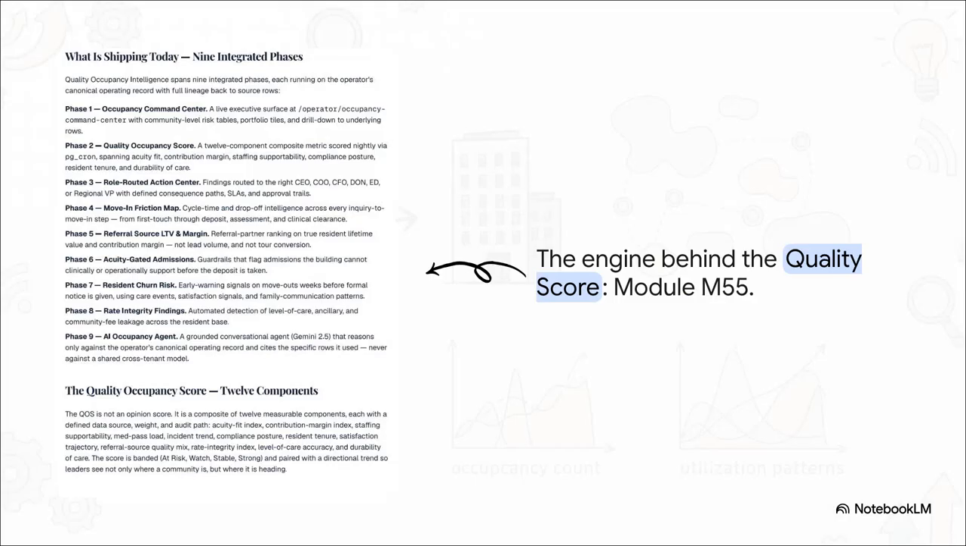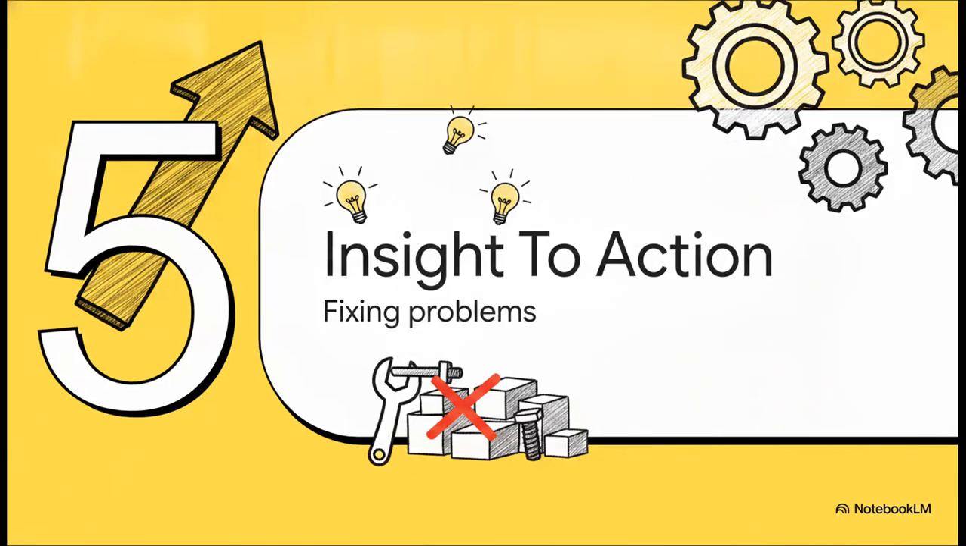And this illustrates the engine behind that score. It's SeniorCRE's Module M55 Intelligence Stack. It's an entire suite grounded in the canonical operating record, built across 9 integrated phases. We're talking everything from an executive command center to a move-in friction map, all the way down to an AI occupancy agent. It takes all those previously fragmented data silos we were talking about earlier and runs them through a single, undeniable operational truth. Finally, Section 5, from insight to accountable action.